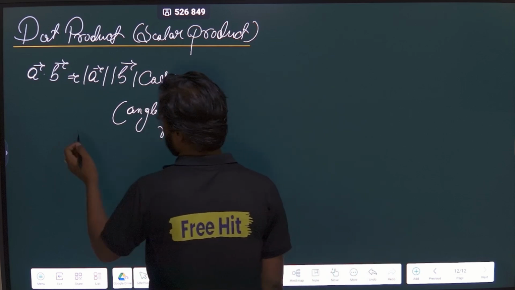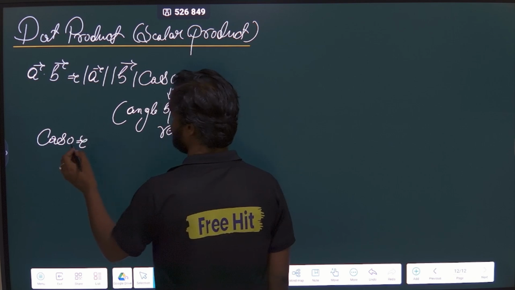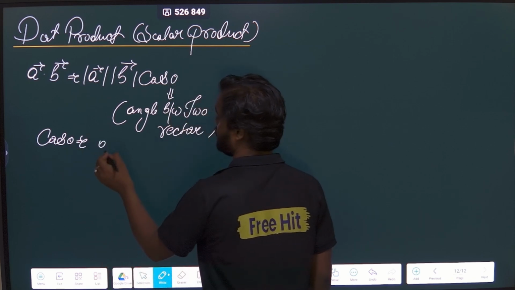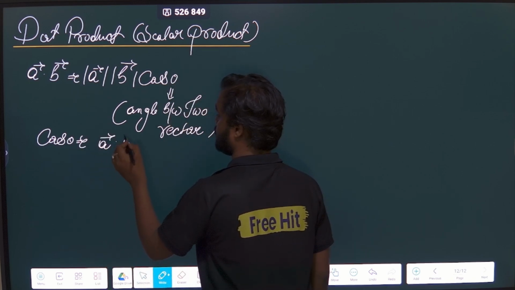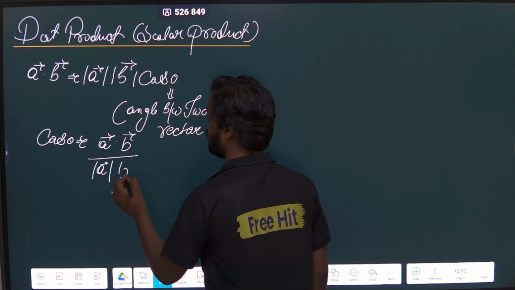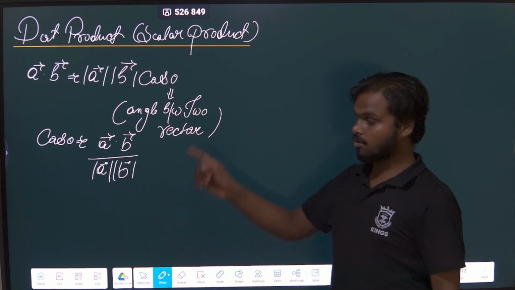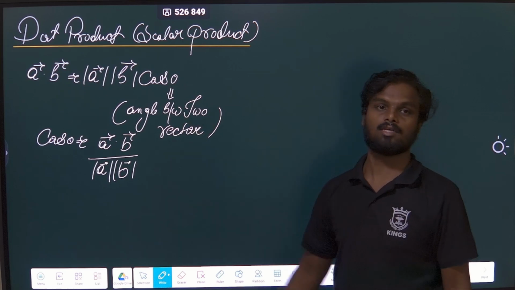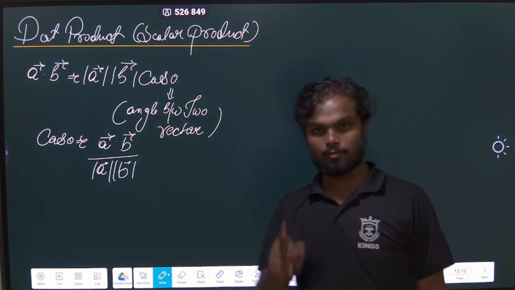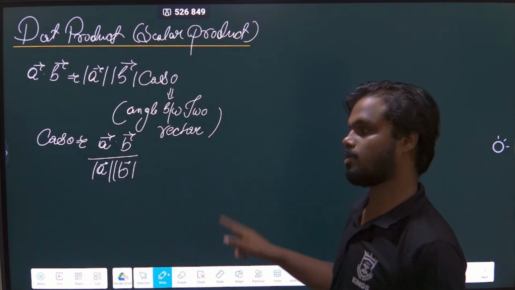So from here I can write my cos theta as A dot B vector divided by mod of A vector into mod of B vector. So from here you can understand why we study the dot product: because the dot product helps us directly calculate the angle between the two vectors. That is the only method from where we can calculate the angle between the two vectors. That's why we are studying the dot product.